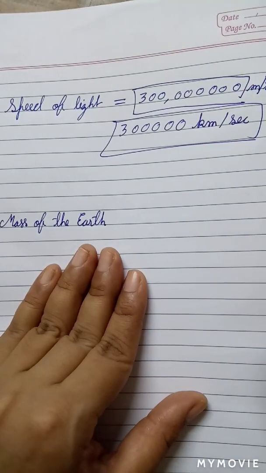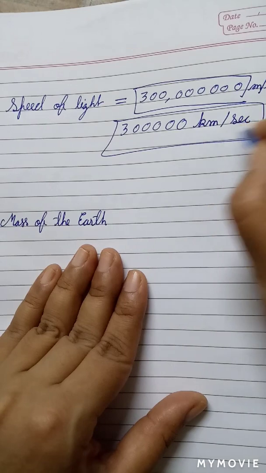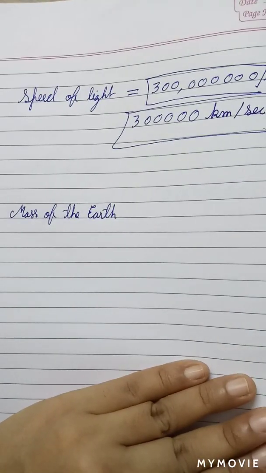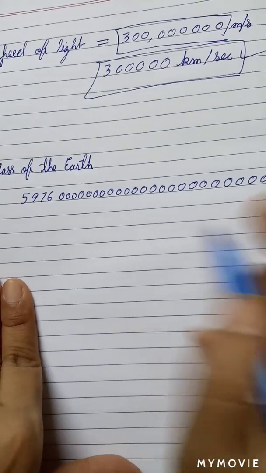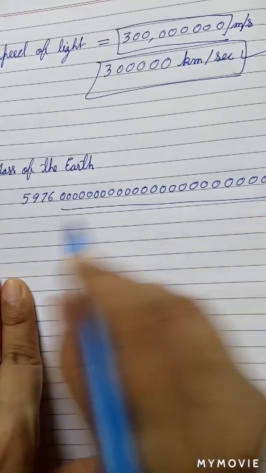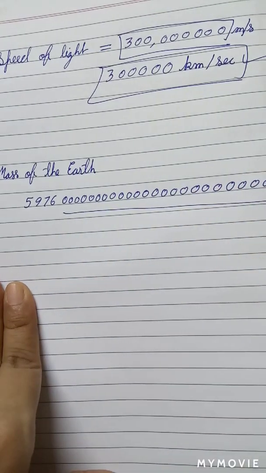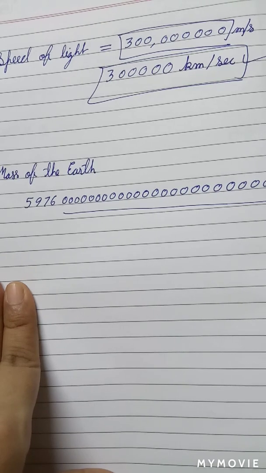We can comprehend this figure. We can comprehend 3 lakhs per second. So this is good. But what about the mass of the earth? Do we all know what the mass of the earth is? So this is the mass of the earth. Can you count the number of zeros that are followed by 5976? Let me tell you. We have 24 zeros followed by 5976.